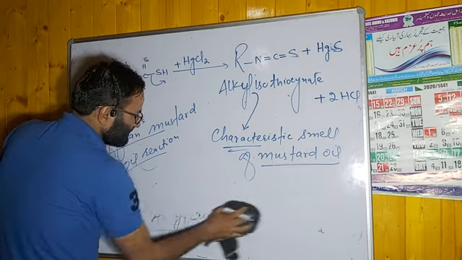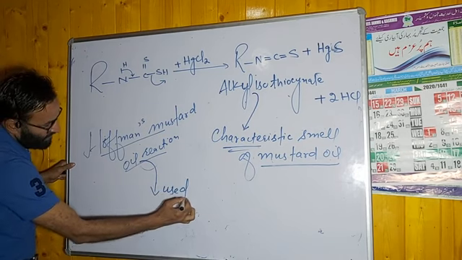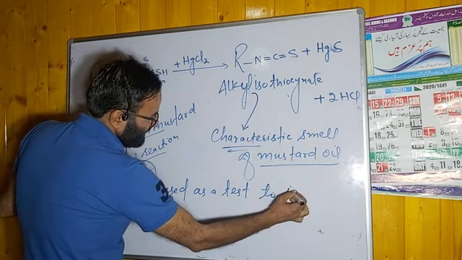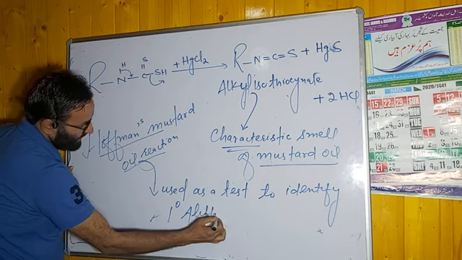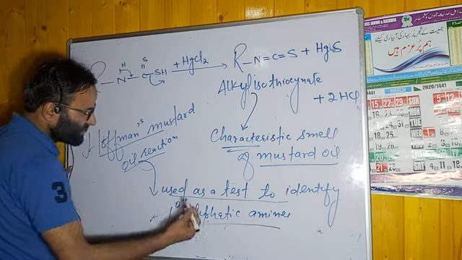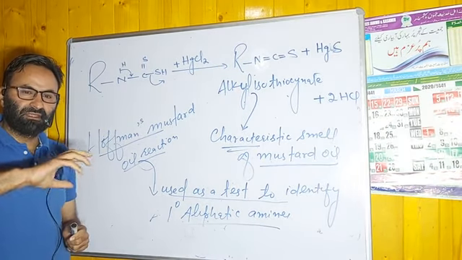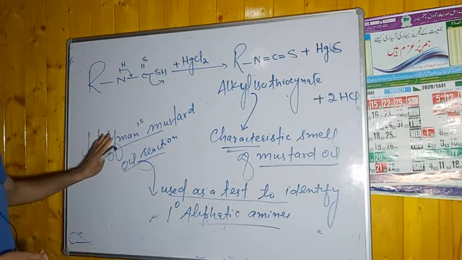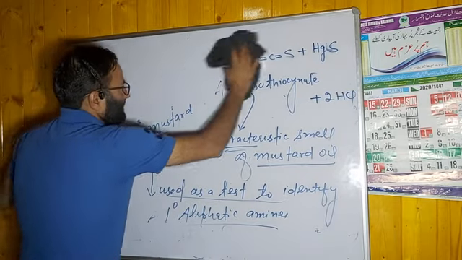What is the significance of Hoffman's mustard oil reaction? It can be used as a test to identify 1 degree aliphatic amines. Remember, 1 degree aliphatic. You have an important topic in amines, that is how you can distinguish 1 degree, 2 degree and 3 degree amines. This is the test for 1 degree aliphatic amines. This test is known as Hoffman's mustard oil test. Here you have to mention these things.